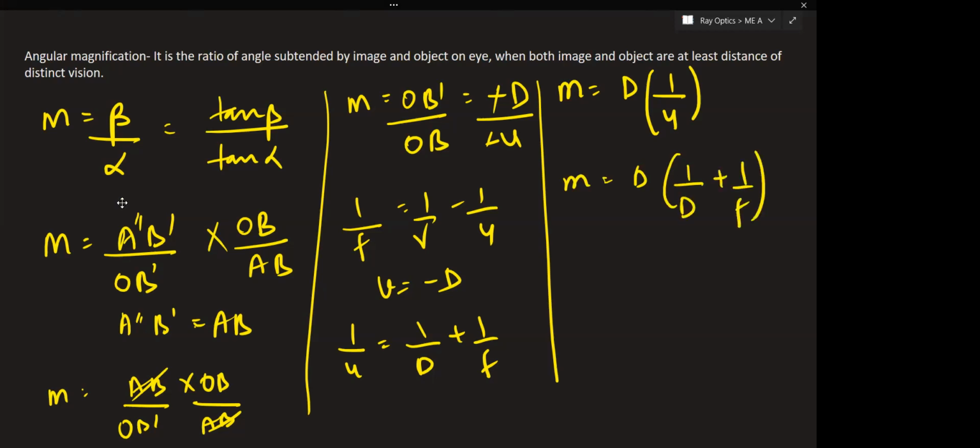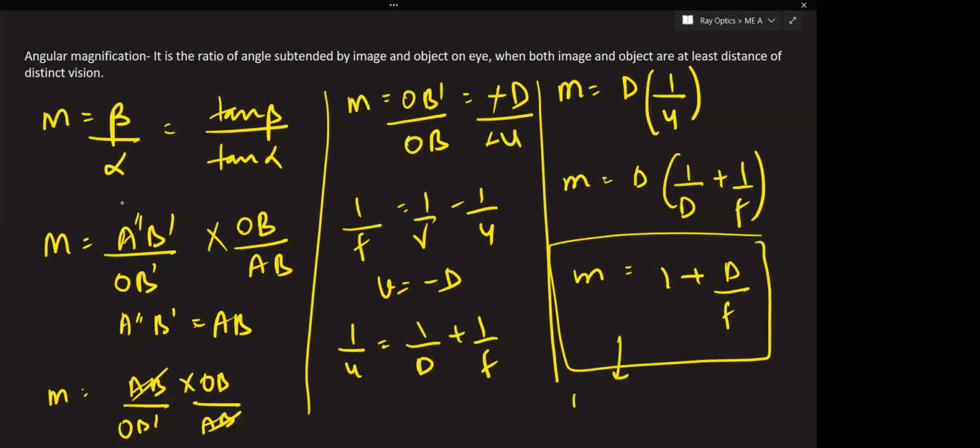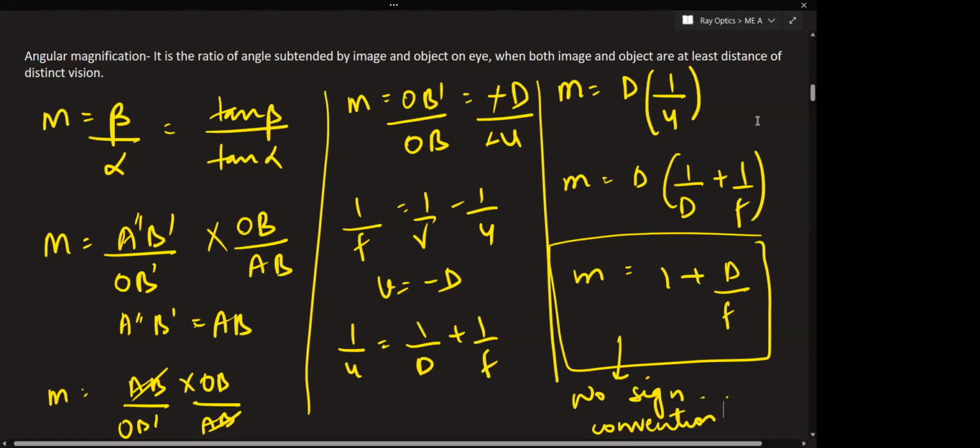One more thing is possible: take D common. If you take D common from both sides, it will cancel because it is common in the denominator. So you will be left with 1 on this side, or just multiply D within the bracket, and you will get D by F. This is the formula of magnification. No sign convention. Do not use sign convention.